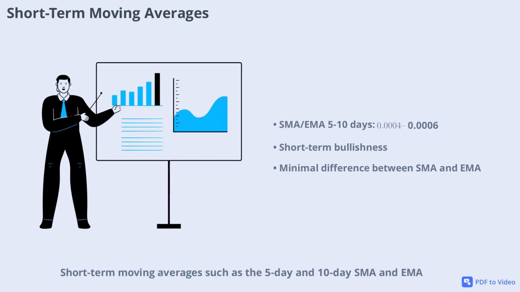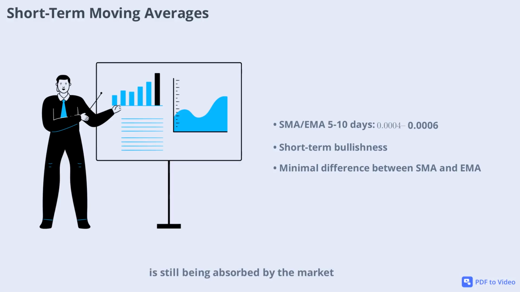Short-term moving averages, such as the 5-day and 10-day SMA and EMA, are currently showing values between 0.0004 and 0.0006. These averages are closely tracking the recent price, indicating that the stock has just experienced a sharp upward move. When the price is above these short-term averages, it often signals short-term bullish momentum. However, the difference between the simple and exponential averages is minimal, suggesting that the recent price surge is still being absorbed by the market.